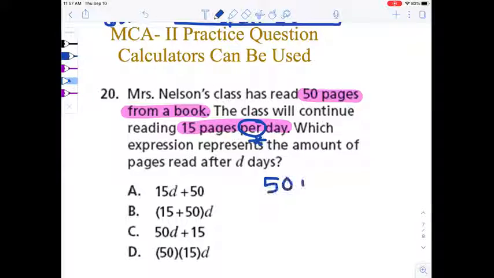So our 50 pages is not going to be multiplied by anything because that's already been read. That's not changing. 15 pages per day, and we know D is days. I write that as 15 times D for the amount of days. Okay, and then I look at my options here, and my answer is going to be A, because with addition, it doesn't matter which order this goes in, we're still going to get the same number, and we're going to learn about that on the next slide.